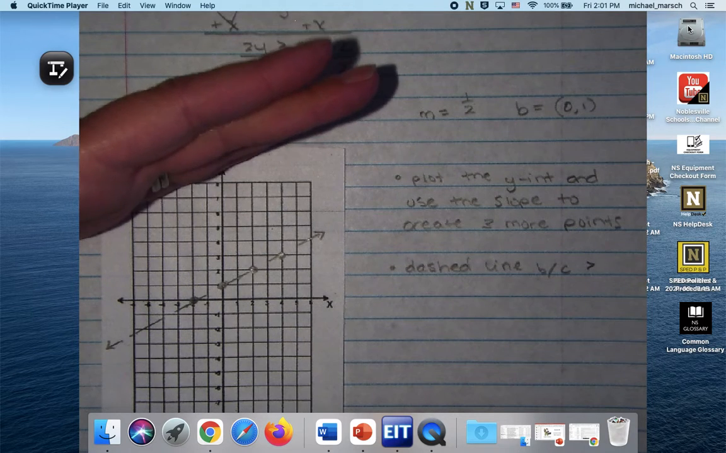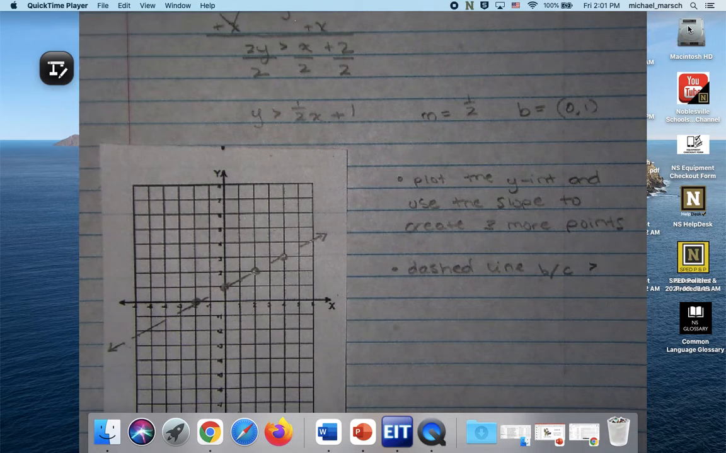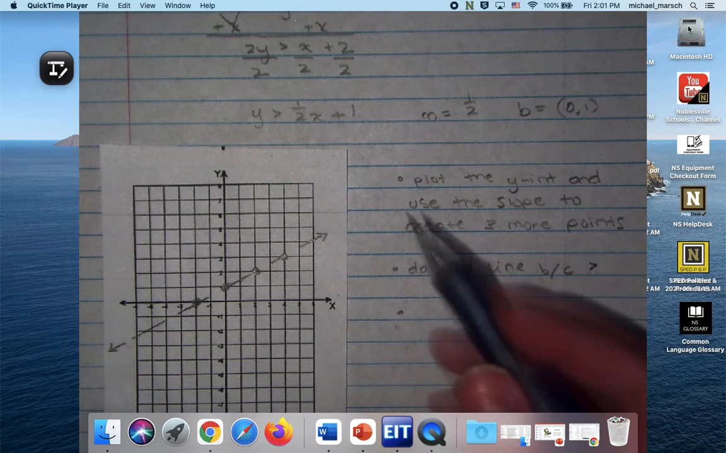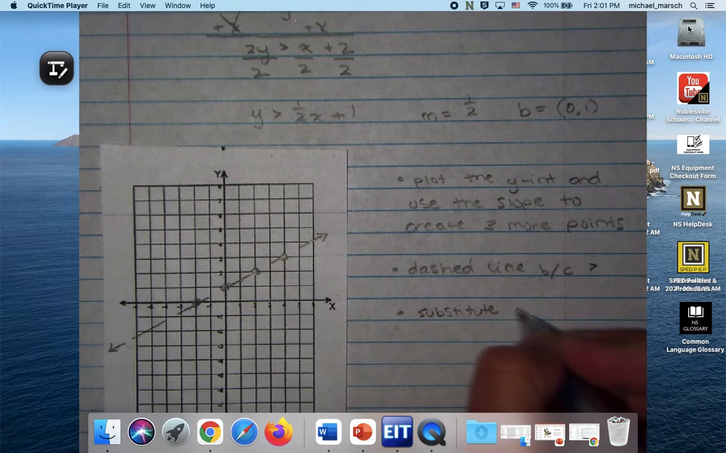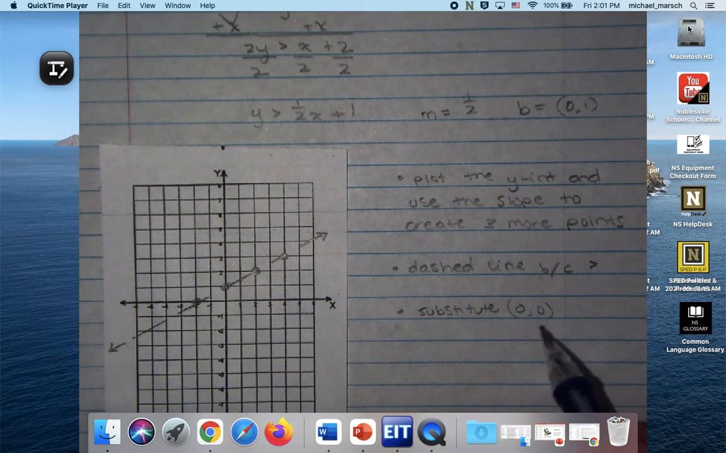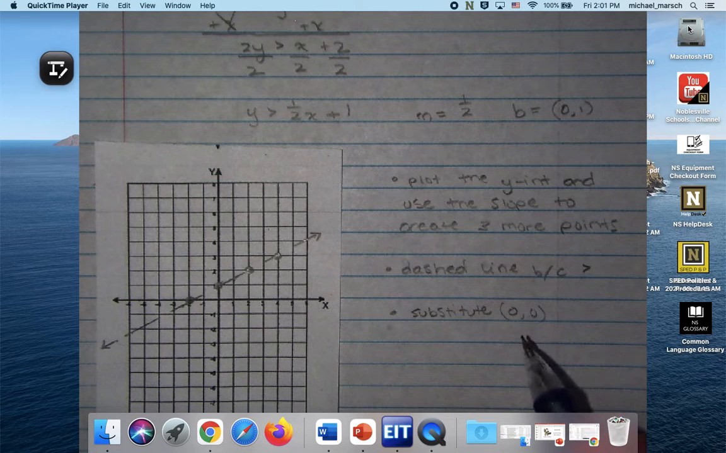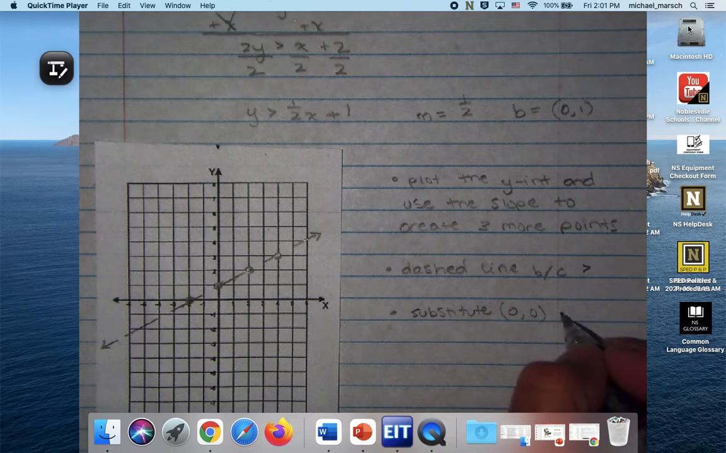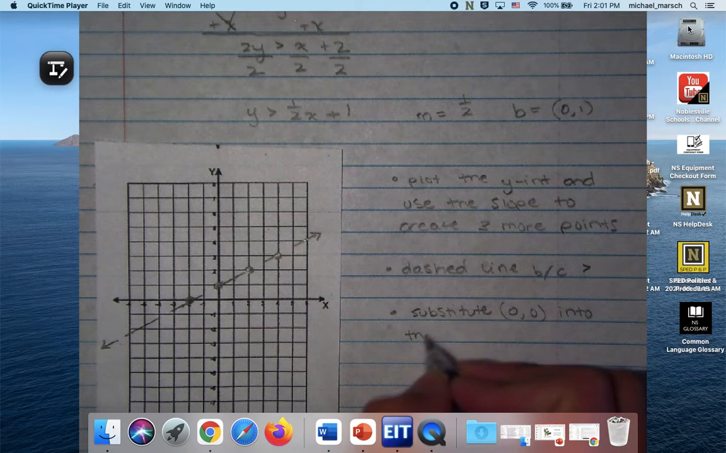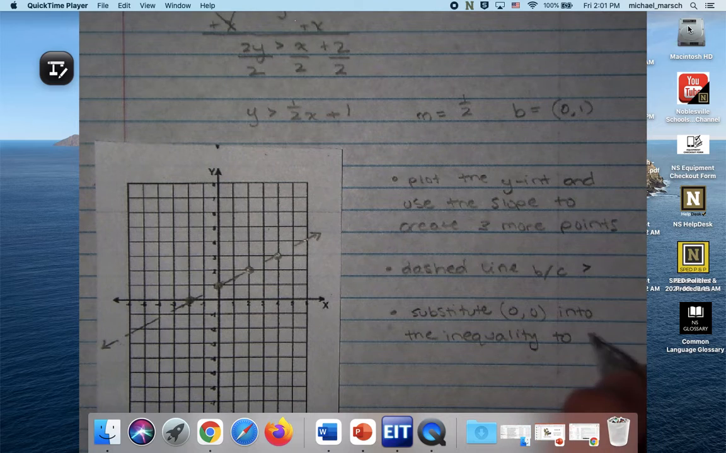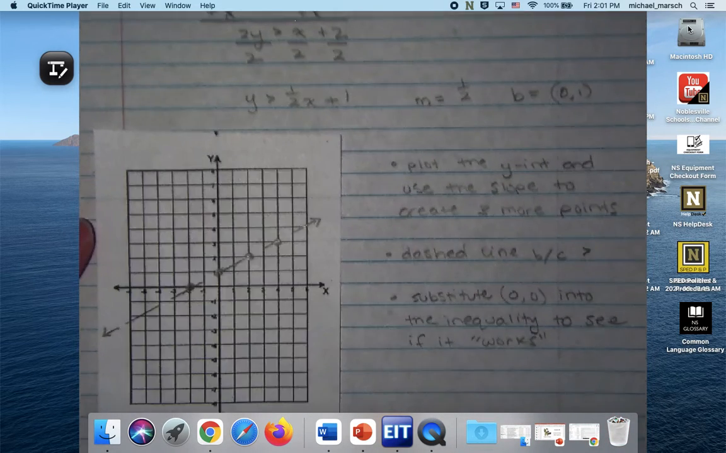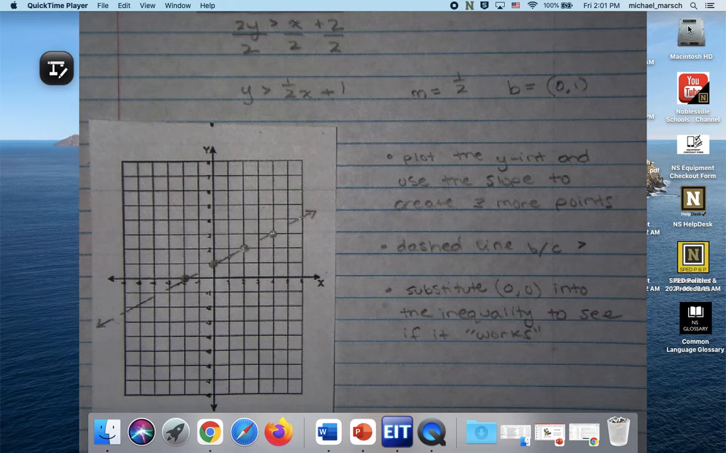But for those of us that are like, I don't know if I'm going to remember that, you can still use the same strategy. You can substitute. And I would always advise 0, 0 because those numbers are easy to work with, into the inequality to see if it works. I know in the video he used a lot of different random ordered pairs. Sometimes that just overcomplicates it, right?